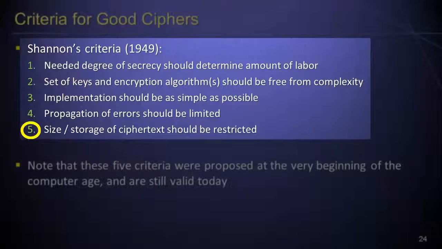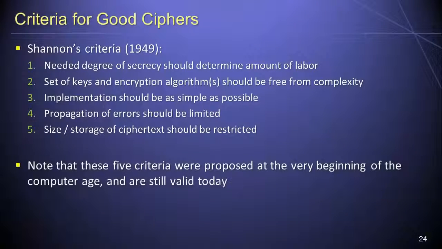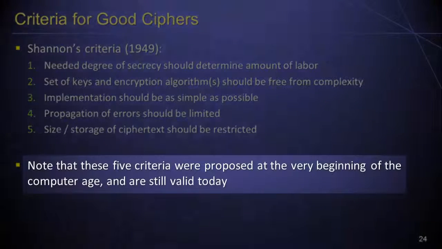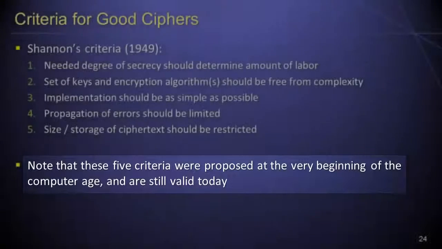Finally, Shannon's fifth criterion states that the size of a ciphertext message, or the amount of storage required for the message, should be restricted. Under no circumstances should the size of the ciphertext exceed the size of the plain text from which it was derived. From an historical perspective, it is interesting to note that these 5 criteria were proposed at the very beginning of the computer age and are still perfectly valid today.